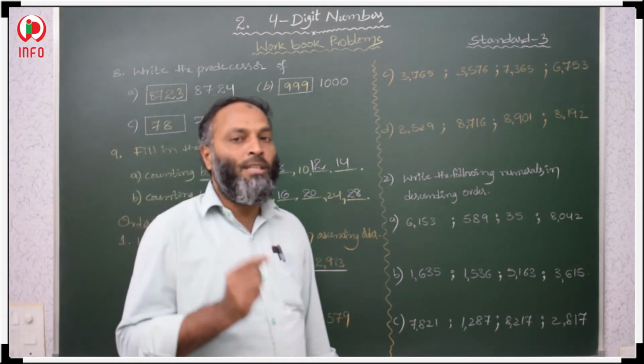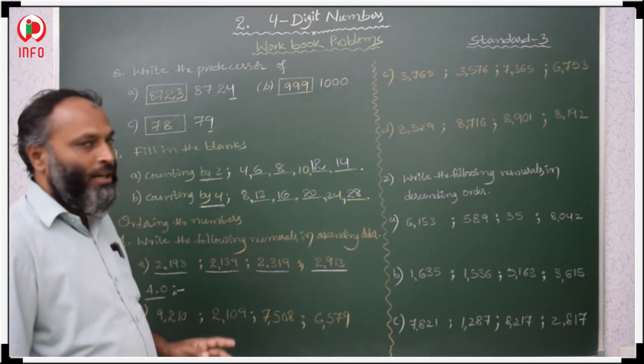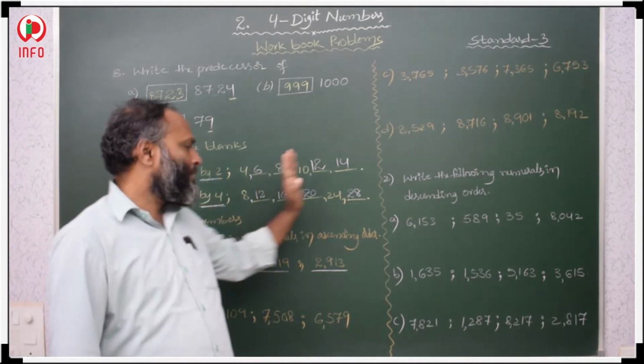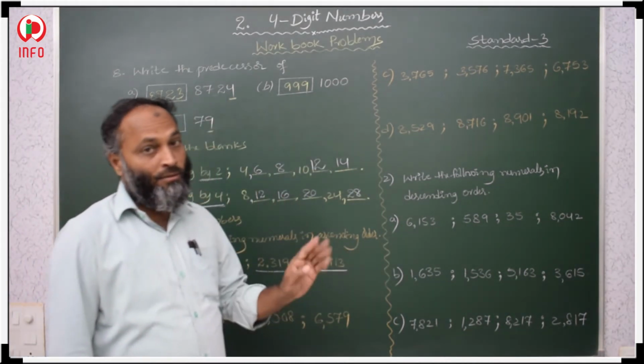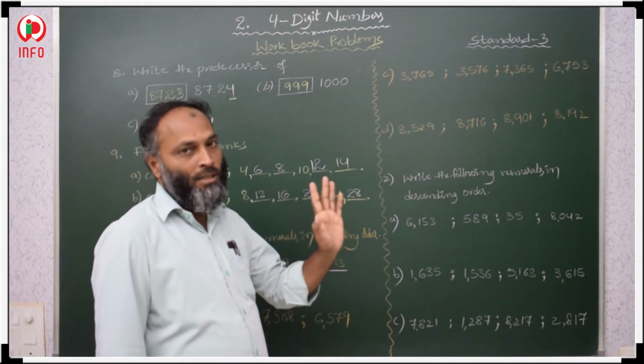Smaller one we have to decide first. Then how to compare the numbers? So which one is smaller and which one is bigger? We have to compare the numbers from left to right. Left to right, that is from thousands place to ones place. From thousands digit to ones digit.